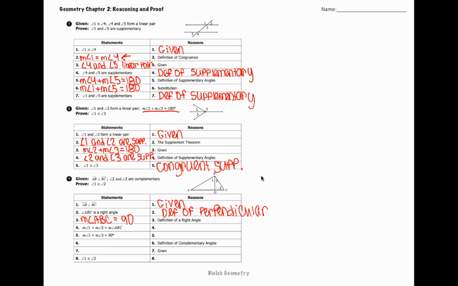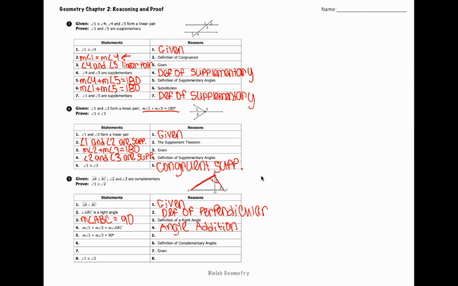So then they said 1 plus 3 equals ABC. 1 plus 3 equals this whole angle. Okay, that makes sense. That's angle addition. So then they say 1 plus 3 equals 90. So why would that equal 90? Well, because those add up to ABC, and we know that ABC is a right angle. So that's going to be because of definition of complementary angles, because 1 and 3 are complementary.